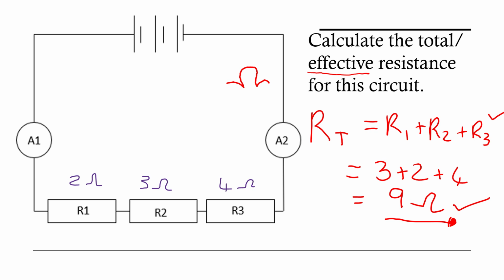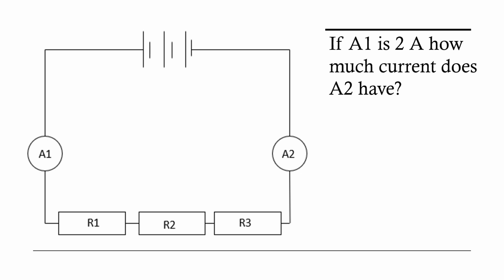Then we move on to the ammeter readings. We have an ammeter over here and we have an ammeter over here. The question tells us that this ammeter is 2 amps. The phrase I like to tell my learners is no matter where you put the ammeter in a series section, the reading is going to stay the same. The only time it's not the same is when it's not in a series circuit, when it's in the parallel portion. But no matter where you put the ammeter, the reading is going to stay the same. So if this one is 2 amps, that means this one is 2 amps. So that means A2 is going to also equal 2 amps, because A1 equals A2 because they're in a series circuit.